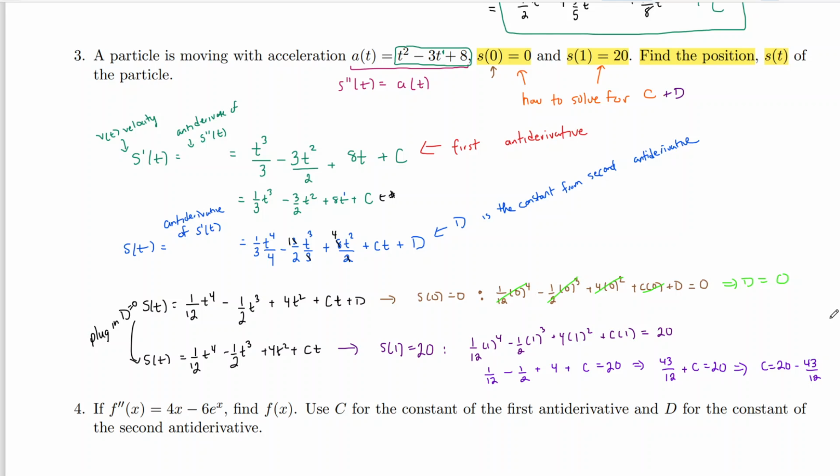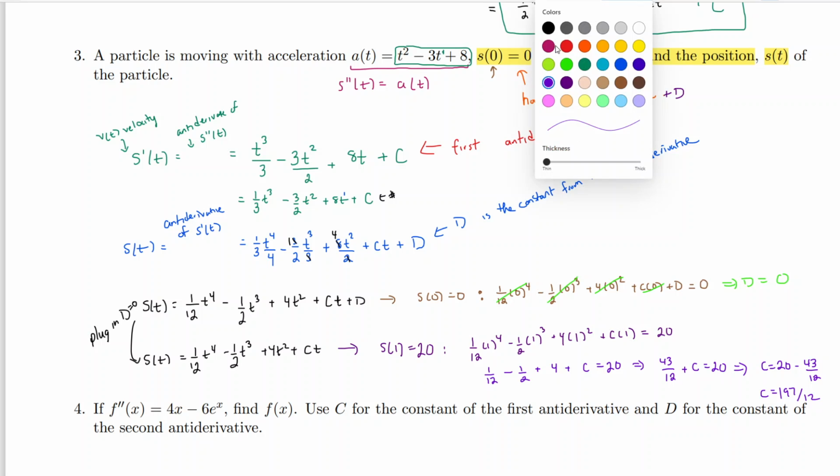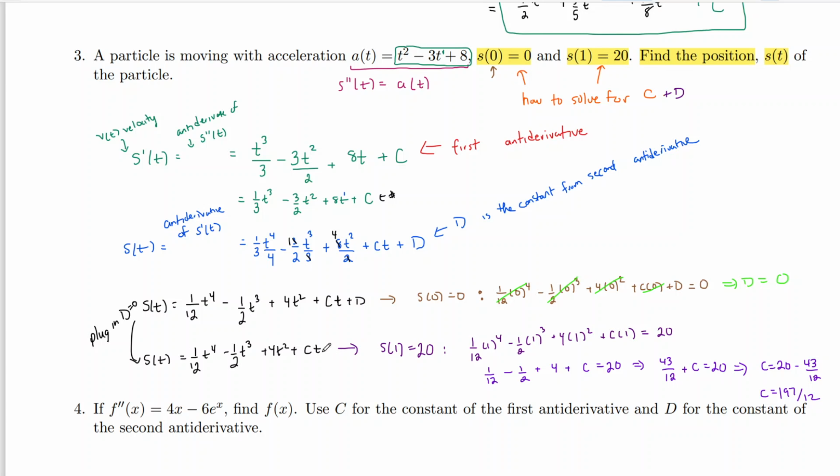So c is 197/12. And that means our final s of t is this with that c value plugged in. So s of t equals 1/12 t to the 4th minus 1/2 t cubed plus 4t squared. And then c is 197/12 and it multiplies by t.